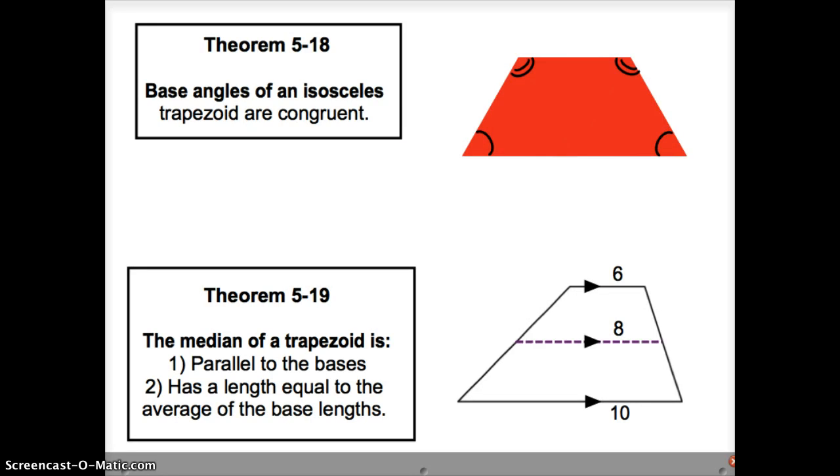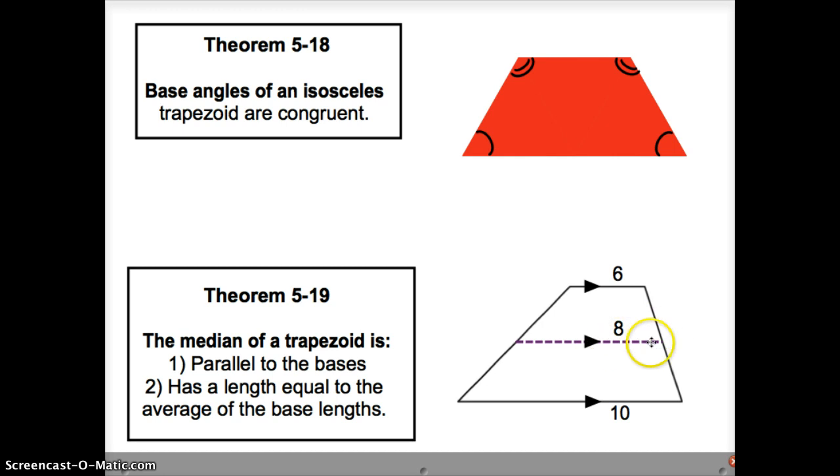The median of a trapezoid is parallel also to the bases, and it has equal length that is the average of the base lengths. Meaning that if I add 6 plus 10 and divide it by 2, that's going to give me 8 as the median.